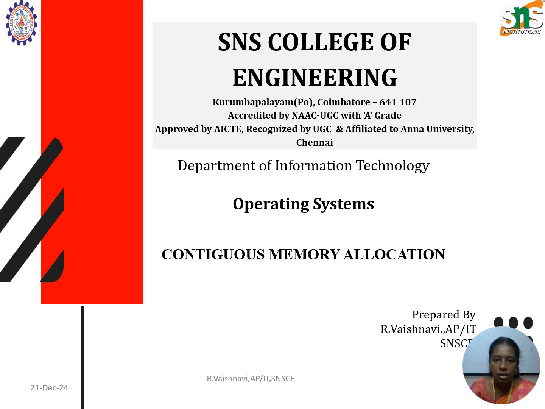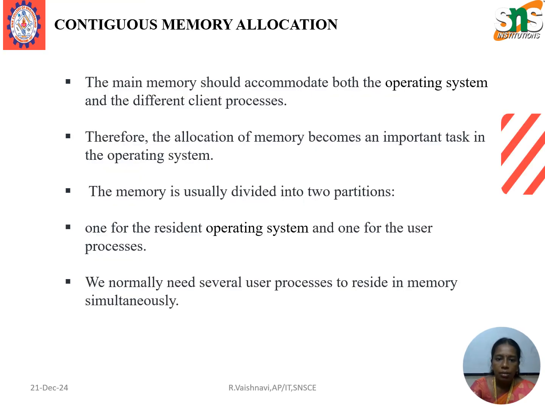Now we are going to see about contiguous memory allocation in operating systems. The main memory should accommodate both the operating system and the different client processes. Therefore, the allocation of memory becomes an important task in operating systems.